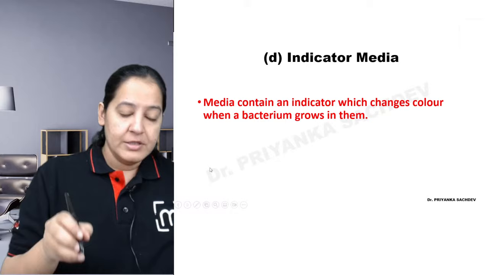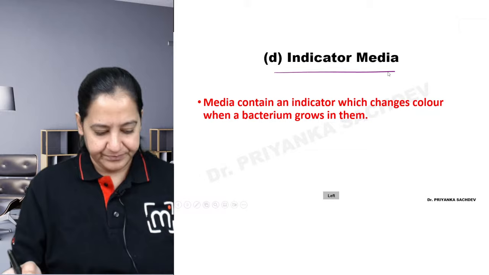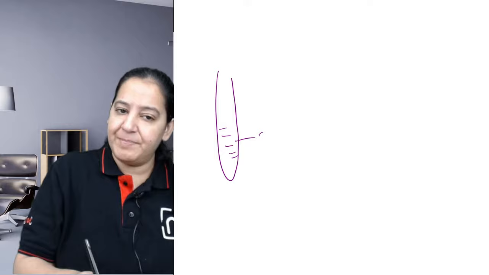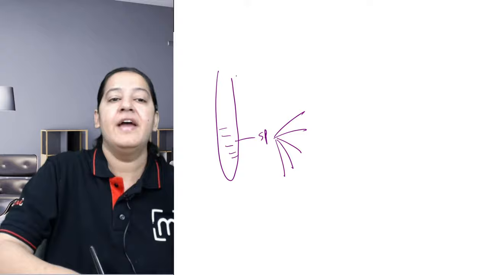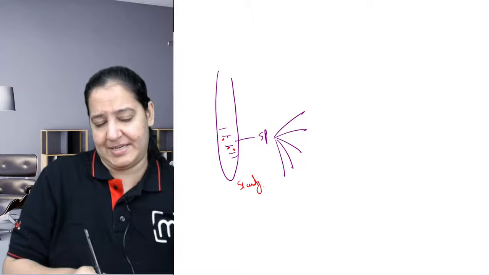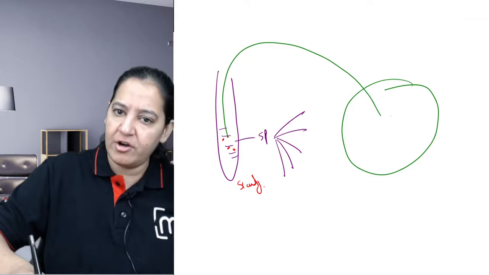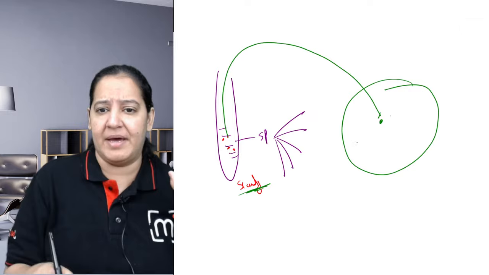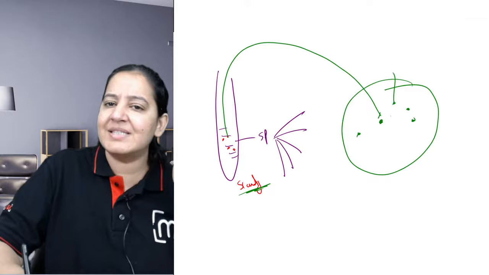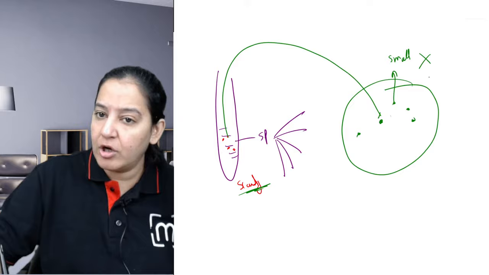So next, I'm taking first indicator media. What is indicator media? Suppose I am having a specimen. The specimen can be blood, urine, stool, CSF, or saliva. I am suspecting it contains a scanty amount of bacteria. I want to grow those bacteria, so I took a culture plate and I'm inoculating one drop here. But the bacteria are very scanty in this specimen. So when they grow and form colonies, the colony size is very small, and the colonies are invisible to the naked eye. We cannot see the colonies. They are very tiny and small.